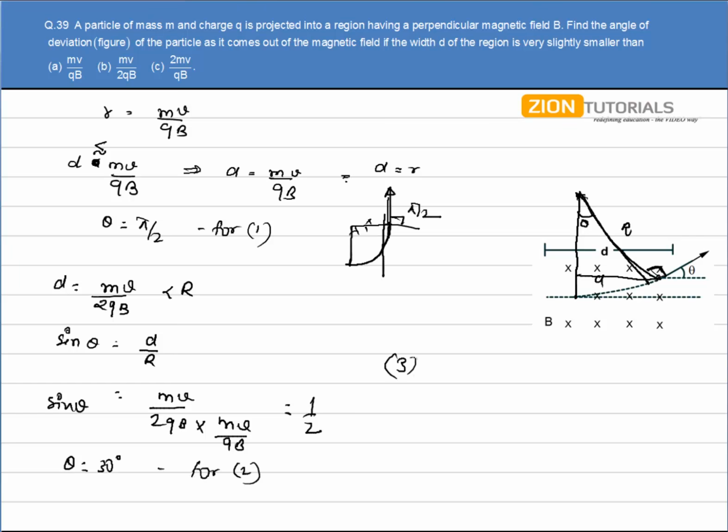And in the third part, it is given that d is equal to 2 times mv by qB. So it is 2 times the radius, so it will be a scene like, let's say this is my magnetic field, this is the width d. So if the particle is projected from here, then it will easily complete its half circle, come back and go straight from here. So the angle of deviation will be equal to 180 degrees. That is the answer.